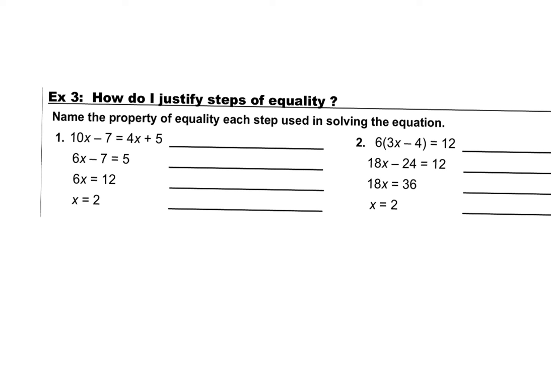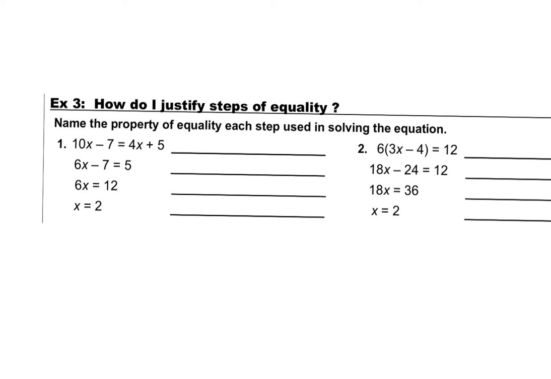All right, example 3, how do I justify the steps of equality? Name the property of equality, each step used in solving the equation. All right, so in one of the previous lessons, we had talked about the properties of equality. It was the addition, the subtraction, the multiplication, and division properties of equality. And so when you're justifying each step, you're always going to start with whatever you have at the beginning. That is what you're going to write, and you're going to write given right there, because this is what you've been given.